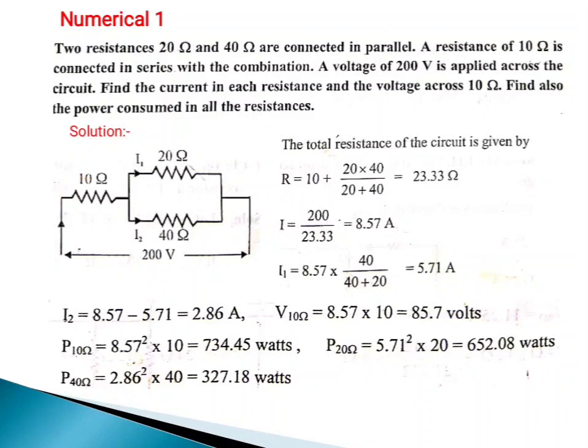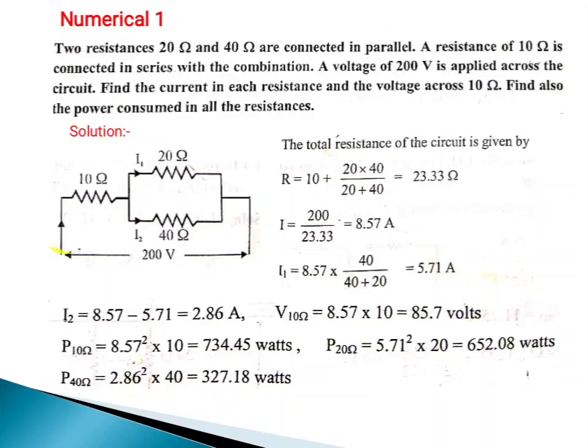Then how are we going to calculate I1 and I2? This is most important. We apply the branch current formula. To find the current I1, its opposite resistance is 40 ohm, so 40 ohm divided by 20 plus 40, that formula we are using. The branch current I1 is the main current into the opposite resistance divided by the addition of the two resistors. The main current is 8.57, the opposite resistor is 40 ohm, then 20 plus 40 ohm. We calculated I1 is equal to 5.71.